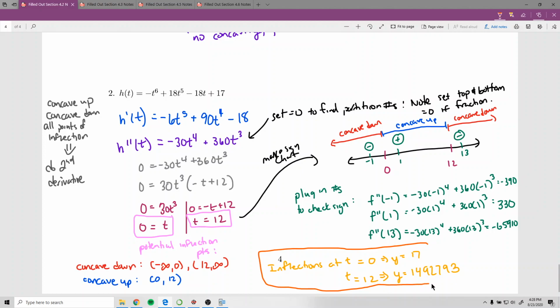Okay, so sometimes with inflection points they only want the x or t values, and this might be one of those. Sometimes they want the coordinate pairs. Just remember, with inflection points, the same as maximums and minimums, you must plug into the original. But that is our second derivative and what it's used for.